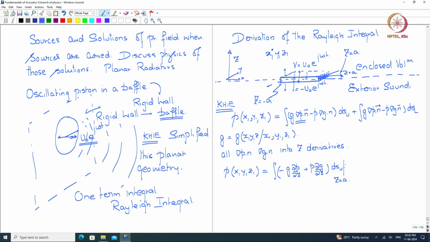Now on the lower side, del p del n and del p del z are in the same direction. So we get g del p del z minus p del g del z, dsl, z equal to minus a. Okay, now I'll need both of these, I suppose, so let me copy it.